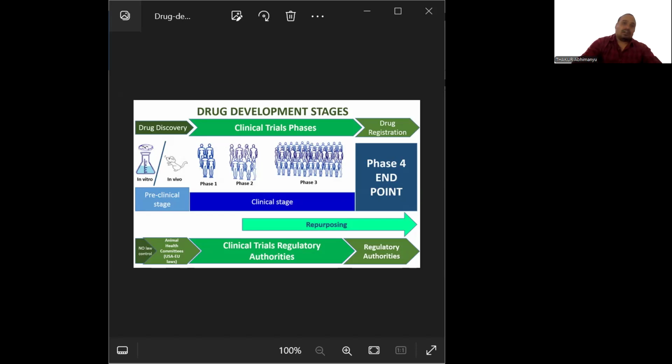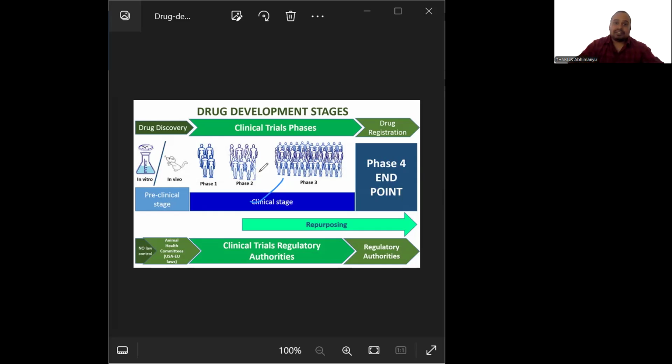Phase one trial focuses on safety, and typically involves a small group of healthy volunteers, as you can see in this image, and analyzes how the drug is processed in the body. The phase two trial evaluates the drug's effectiveness, and involves a larger group of patients with the target condition. The researchers determine the optimal dose, the exact dose required for the drug, and continue to monitor the safety of that drug.